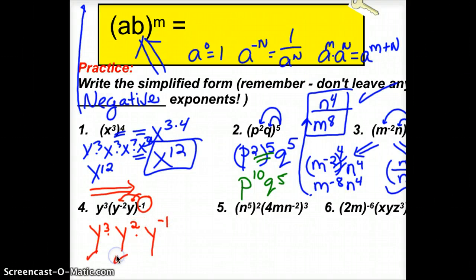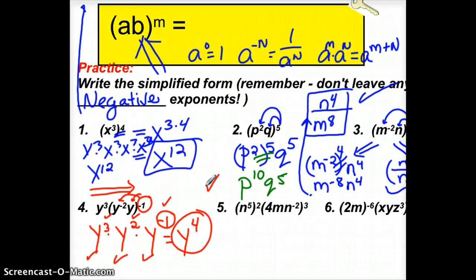Because I have the same base here, I get to use my property that says I add all the exponents. You don't need to throw that one to the basement yet. Let's clean it up first. I have 3, 4, 5, down 1 to y to the 4.